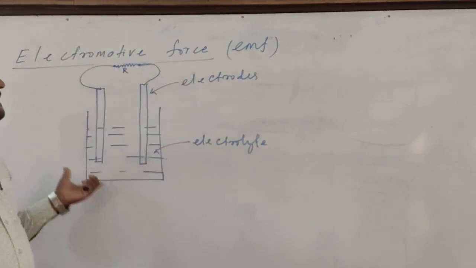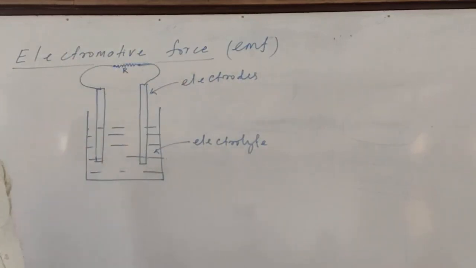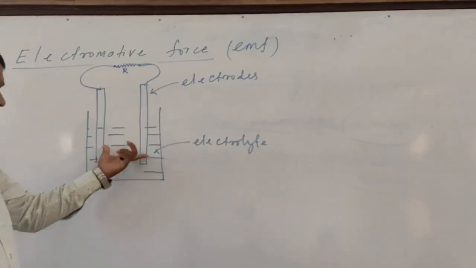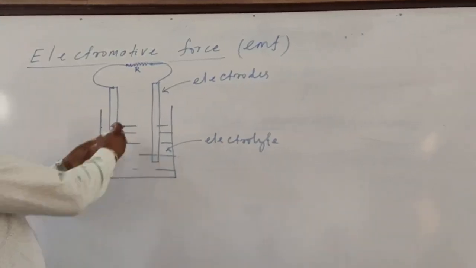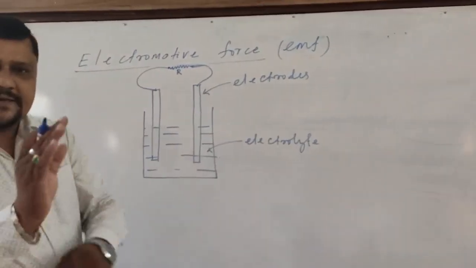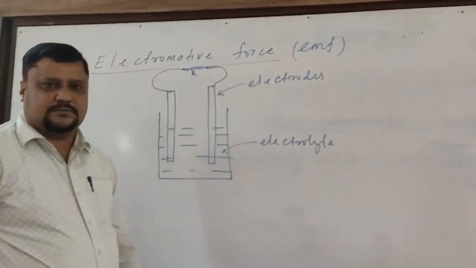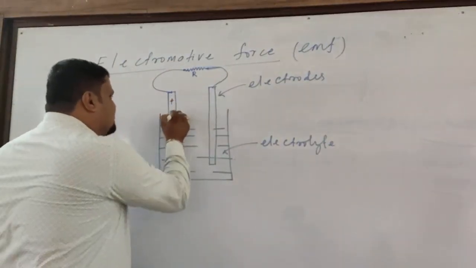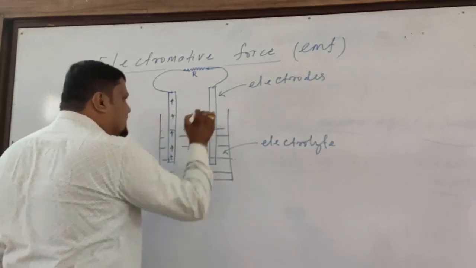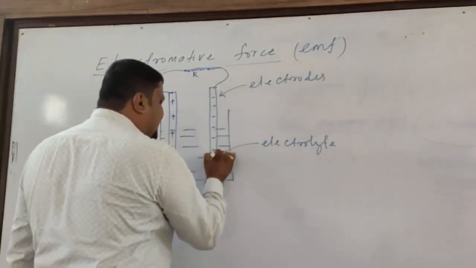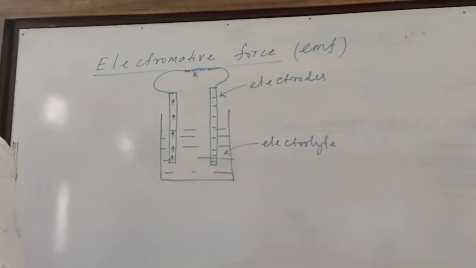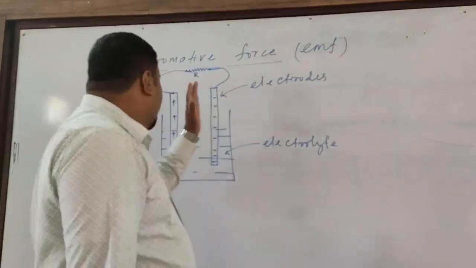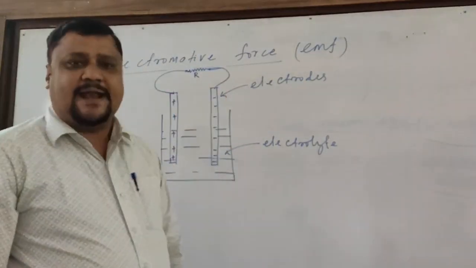What happens in the cell? In this electrolyte, some chemical redox reactions, that is reduction and oxidation, occur, and they give you ions. These ions move toward the different electrodes. So in this electrolyte, one electrode becomes positively charged and the other becomes negatively charged. One is the cathode, the other is the anode. So one end becomes positively charged, the other end negatively charged.